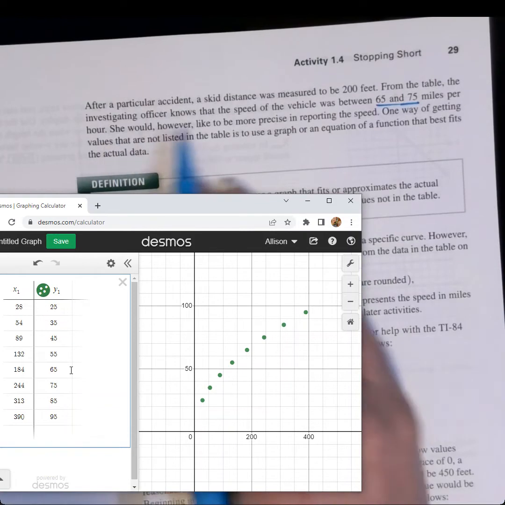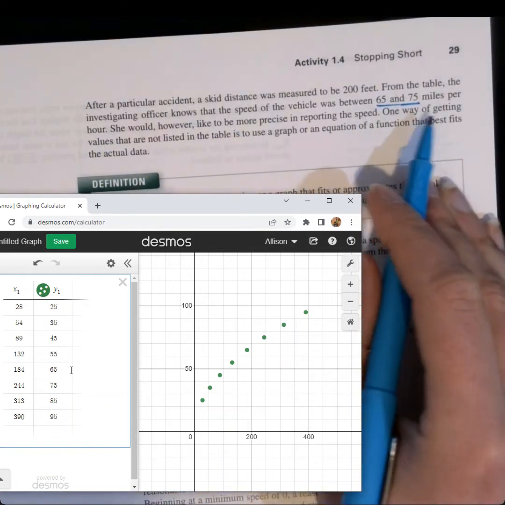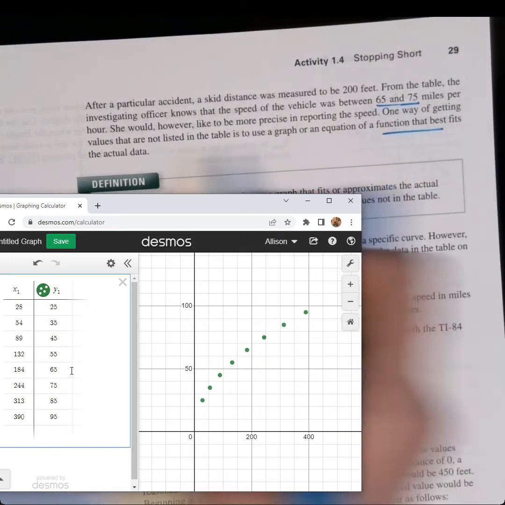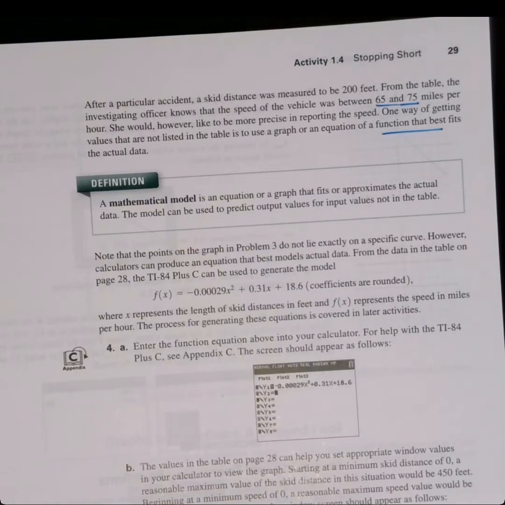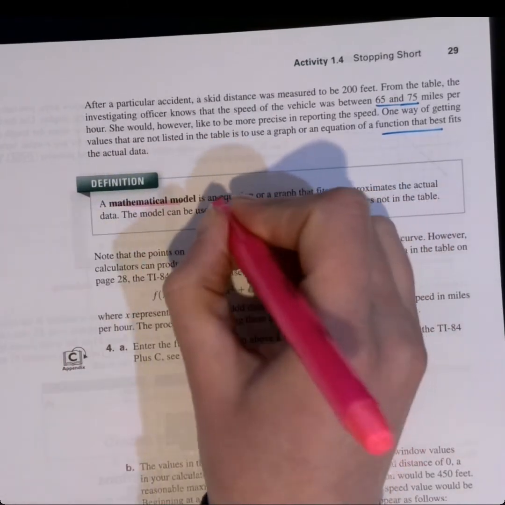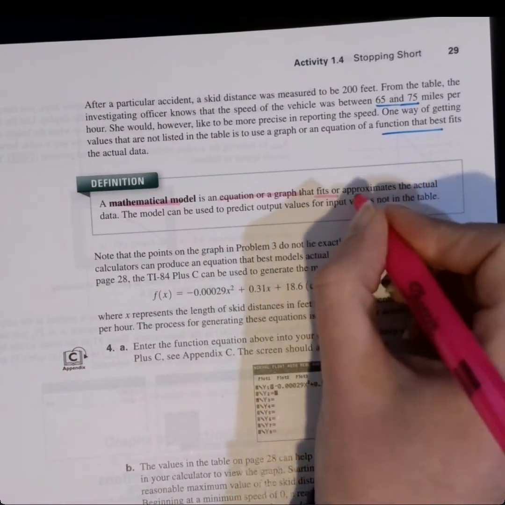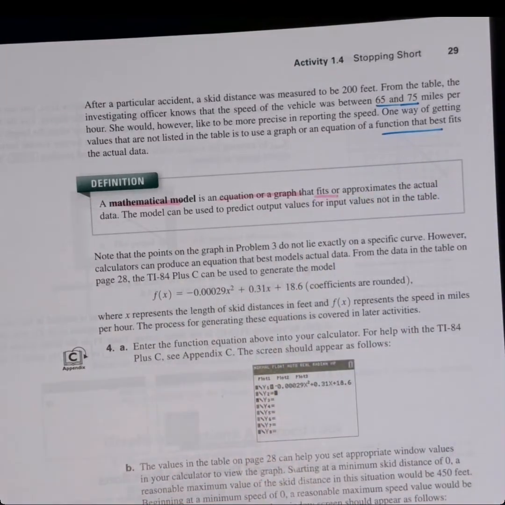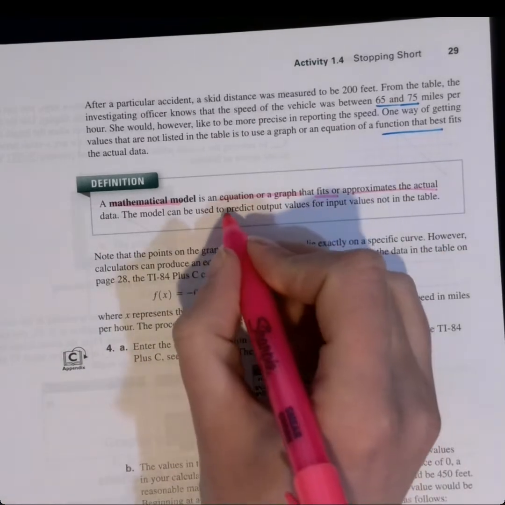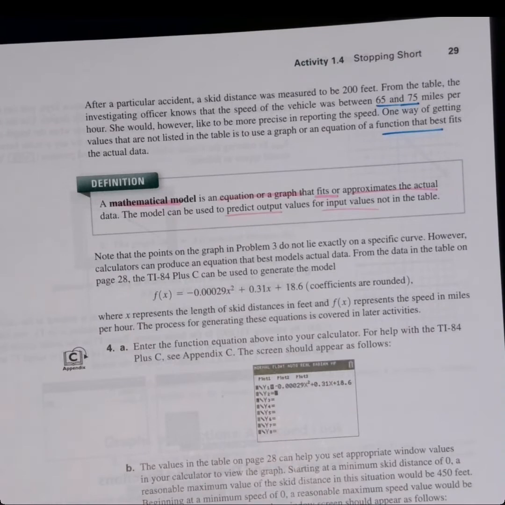She would, however, like to be more precise. So one way of getting values that are not listed in the table is to use an equation that best fits the data. And that equation that best fits the data is going to be called our mathematical model. So that's what we're going to be looking for here, a mathematical model. It is an equation or graph that approximates the actual values, and the model can be used to predict output values for input values not in the table, or in the table, any input values in or out of the table.